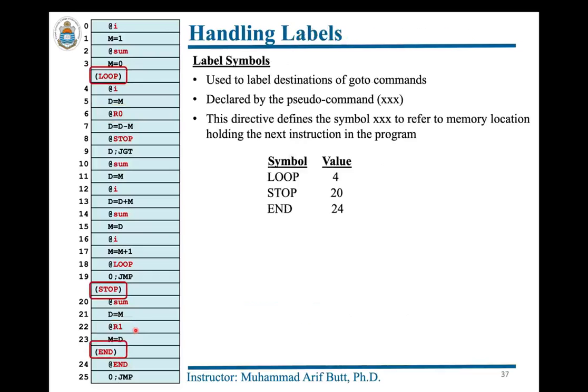Let us understand how to handle the label symbols. Once again, in this sample code, these are the three declarations of the label symbols: loop, stop and end. And we all know that these are the targets of some go-to commands. So this label loop is mapped to the instruction at memory address 4, loop corresponds to value 4. This label stop is mapped to the instruction at memory address 20. And finally, this label end is mapped to the instruction at memory address 24, as shown over here.